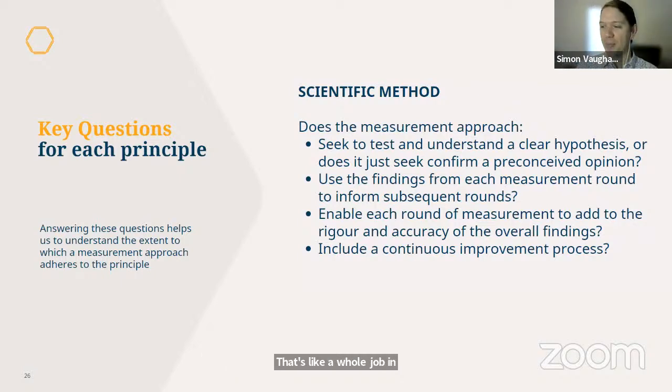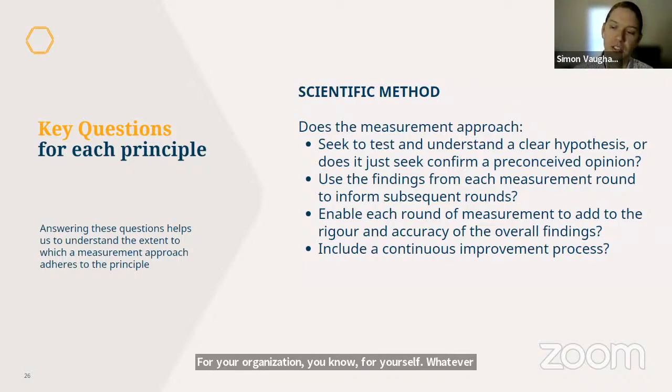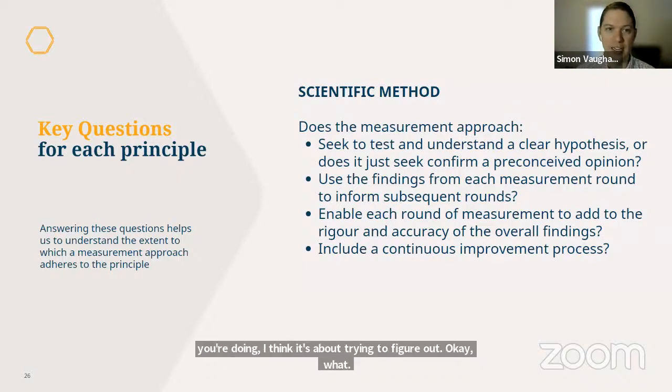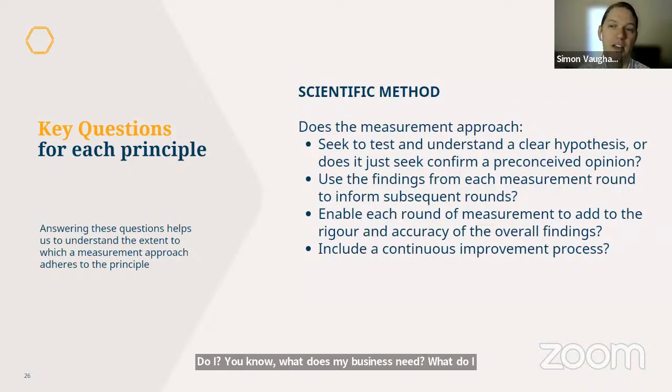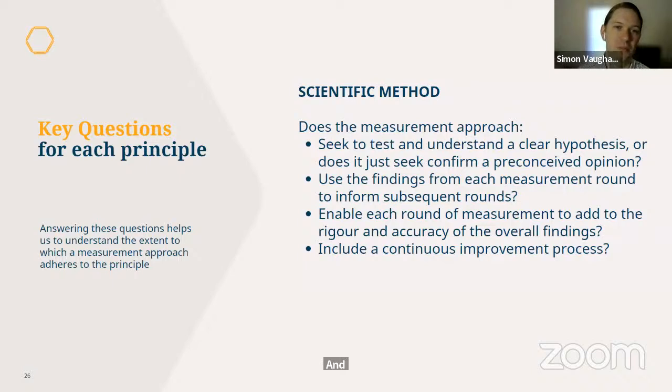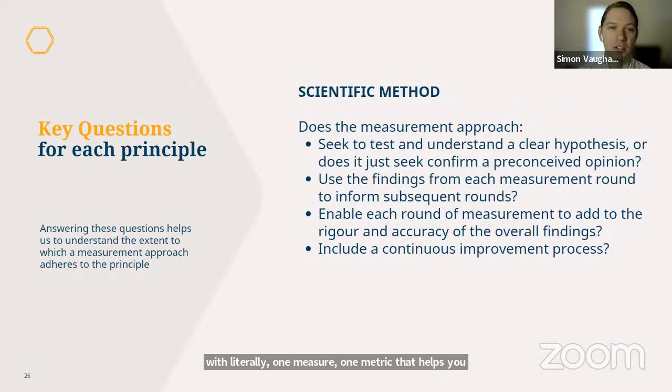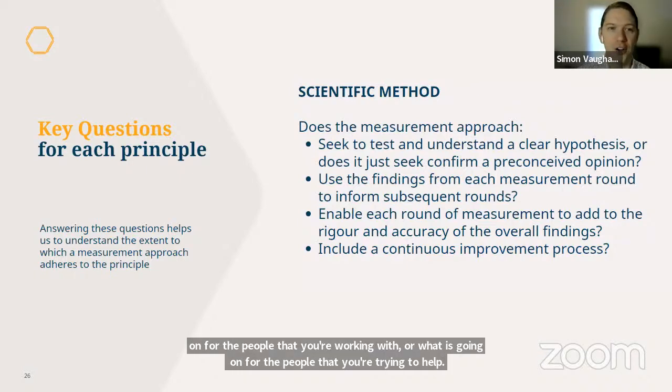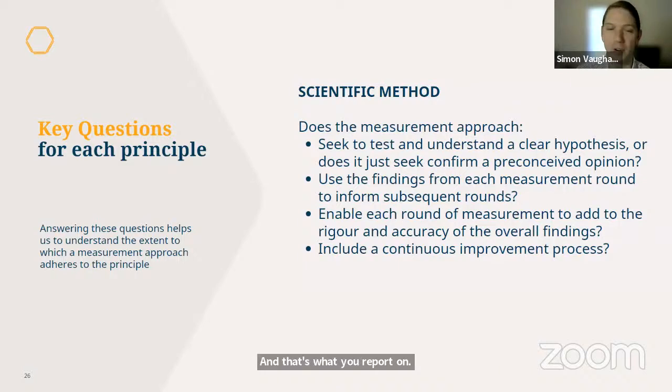So I think for your organization, your business, for yourself, whatever you're doing, it's about trying to figure out, okay, what does my business need? What do I need to actually tell the story that I want to tell, and to be sure that what I'm doing is good? And maybe you might just start with literally one measure, one metric that helps you to understand what is going on for the people that you're working with, or the people that you're trying to help. And that's what you report on. So yeah, you want to make sure that whatever you're doing makes sense for you.